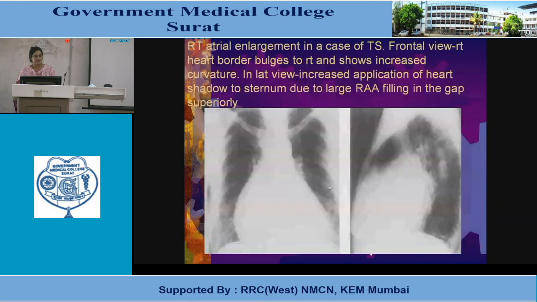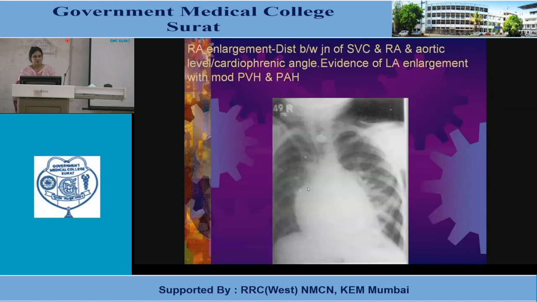In a case of TS, right atrial enlargement is seen. The right heart border bulges to the right and shows increased curvature. In lateral view, there is increased apposition of the heart shadow to the sternum. Why? Because of a large right atrial appendage, which is filling in the gap superiorly. Again, a case of right atrial enlargement.